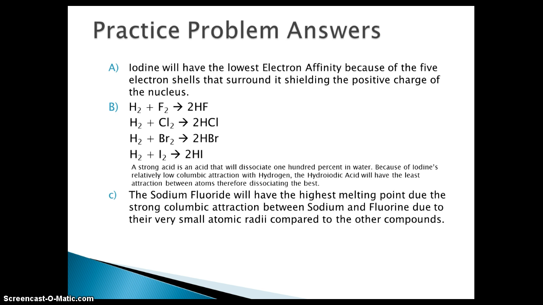I. A strong acid is an acid that will dissociate 100% in water. Because of iodine's relatively low Coulombic attraction with hydrogen, hydroiodic acid will have the least attraction between atoms, therefore dissociating the best. C. The sodium fluoride will have the highest melting point due to the strong Coulombic attraction between sodium and fluorine, due to their very small atomic radii compared to the other compounds.